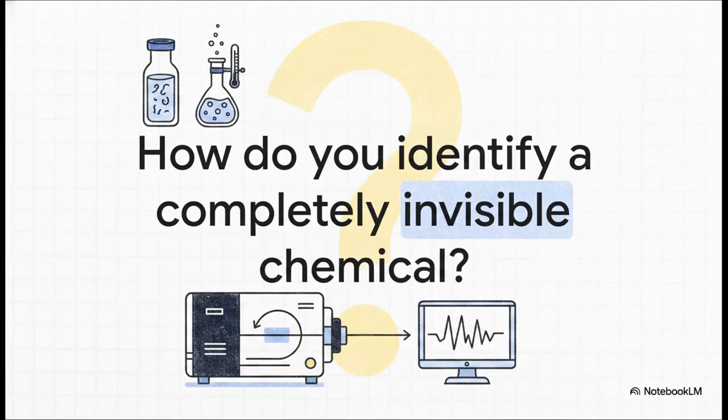Picture this scenario. You're handed a vial of a clear mystery liquid. It looks exactly like water. But you know from its physical properties, say you've already observed that it boils between 158 and 159 degrees Celsius, that it is definitely not water. So how do you figure out exactly what it is? Obviously you can't see the molecules, and you absolutely do not want to rely on tasting or smelling it, right? We need a way to literally see the invisible.